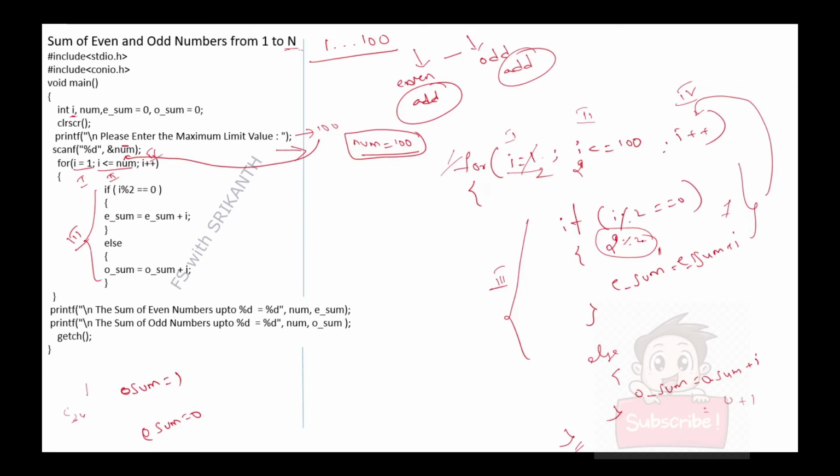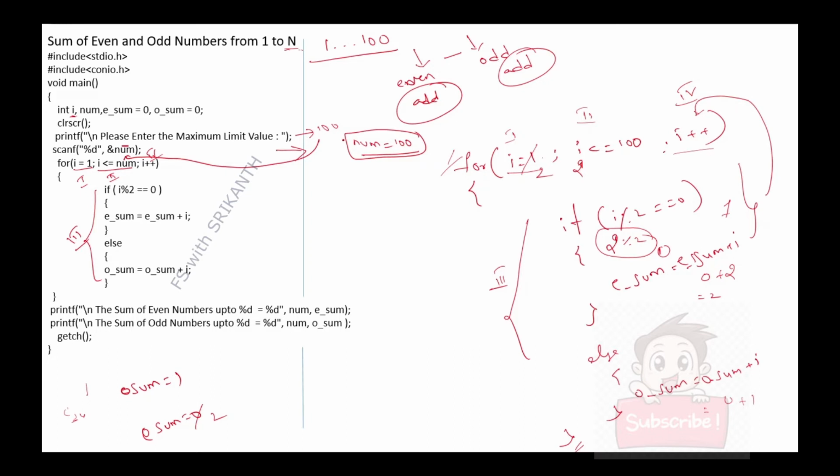So obviously we get 0 as the remainder. So 0 equal to 0, the condition is true. Then it does even sum. The even sum value is right now 0 and the i value is right now 2. What is the value of the sum right now? 2. Just observe, the even sum value is now 2. Then control moves to the fourth block.